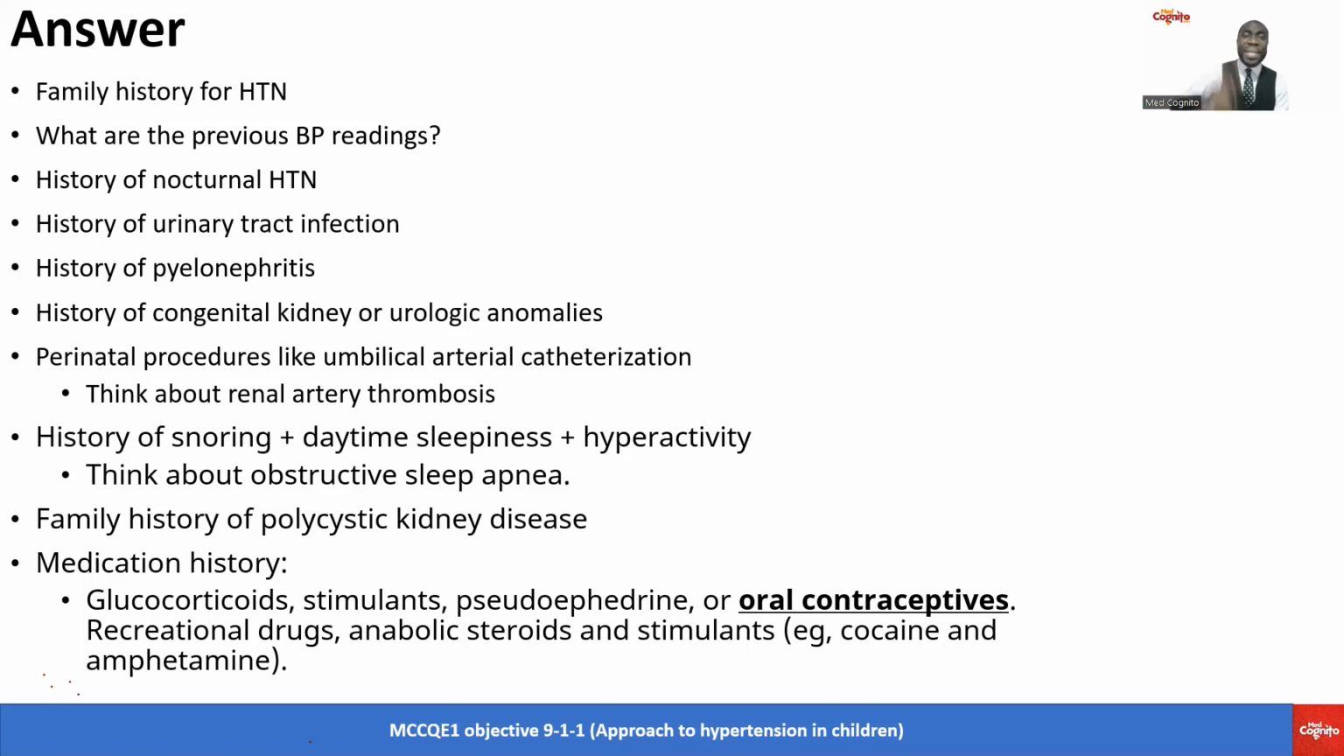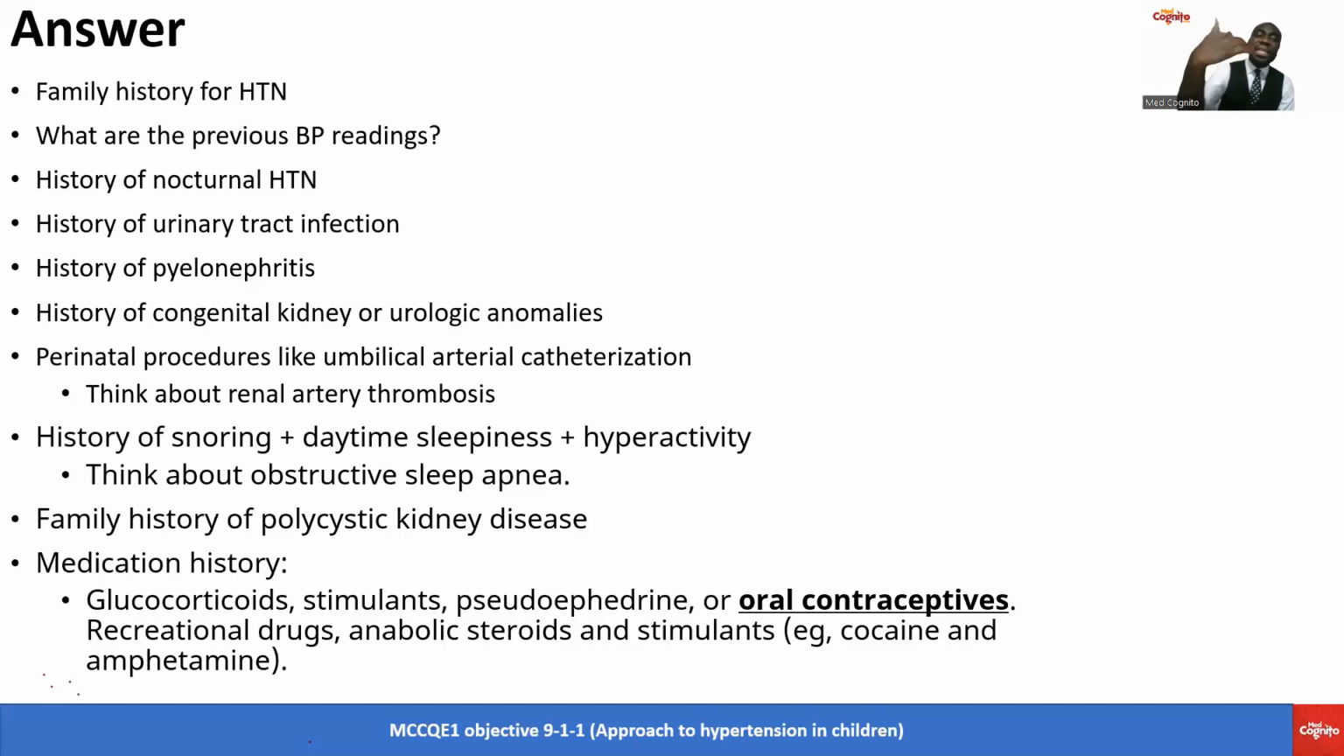Perinatal procedures like umbilical artery catheterization. What condition goes with it? Renal artery thrombosis. Oh, now we are getting it. Beautiful. What about if the child is snoring, has daytime sleepiness, hyperactivity? What are you thinking about? Obstructive sleep apnea. Then family history of polycystic kidney disease and medication history.